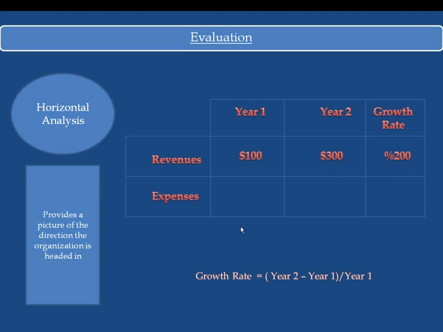Expenses. Let's look at how fast our expenses are growing. We have $50 in year 1, $200 in year 2. How fast are their expenses growing? 300%. Now we can do vertical analysis on this as well and say, hey, the revenue growth is 200%, but the expense growth is 300%. So that's something we'll keep in mind.